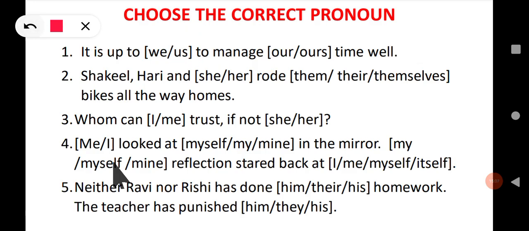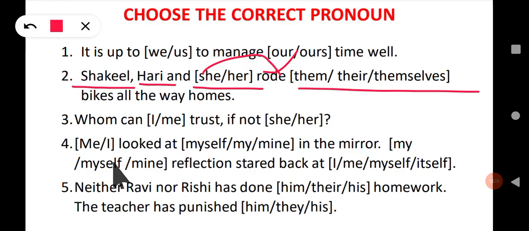Next one, second one. Shakil, Hari, and dash rode dash bikes all the way home. Shakil is subject, Hari is subject, again after and we need subject. Shakil, Hari, and she rode them bikes, their bikes, themselves bikes. We are speaking about the belongings, bikes. So we have to go with the possessive adjective. Their bikes. So all three of them rode their bikes all the way home. So in the first blank, you have to choose she. In the second blank, their.